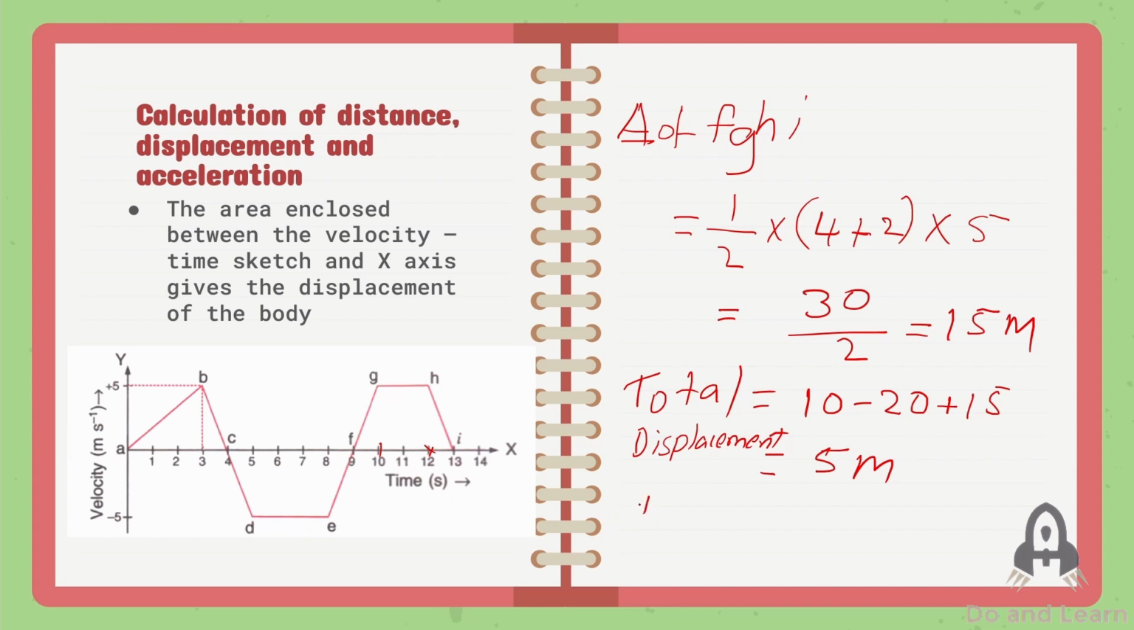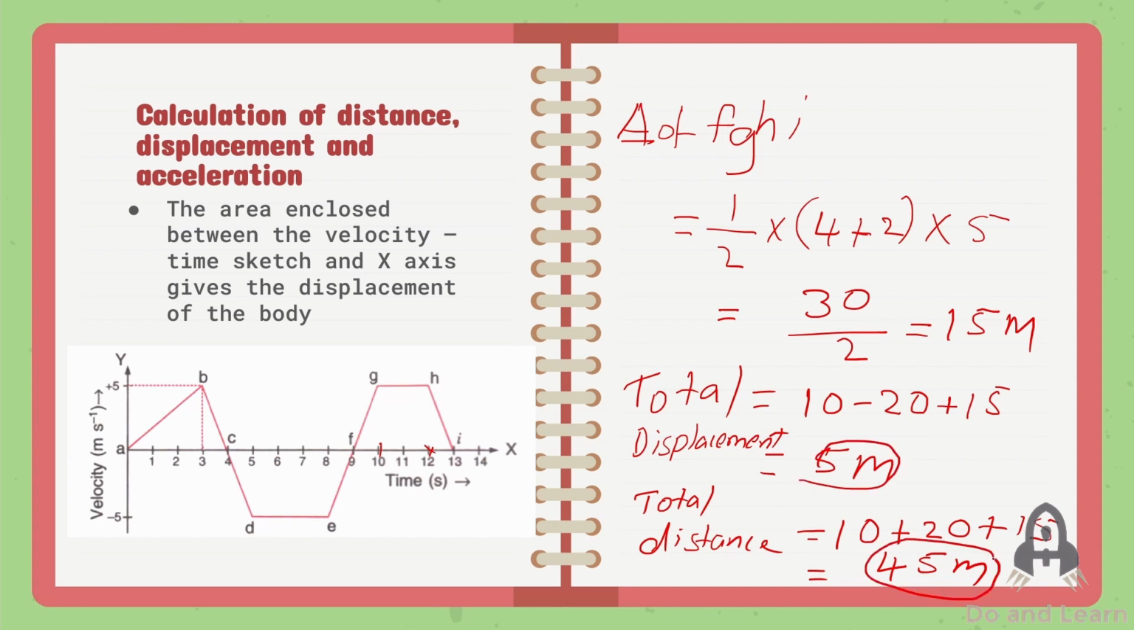So let us calculate what is the total distance. Total distance, same, you have to find the sum of the area of the triangle ABC, trapezium CDEF, trapezium FGHI without any sign. So 10 plus 20 plus 15, how much? 45 meter. So the displacement is 5 meter, distance is 45 meter. This is the way of calculation of displacement and distance from velocity time graph.